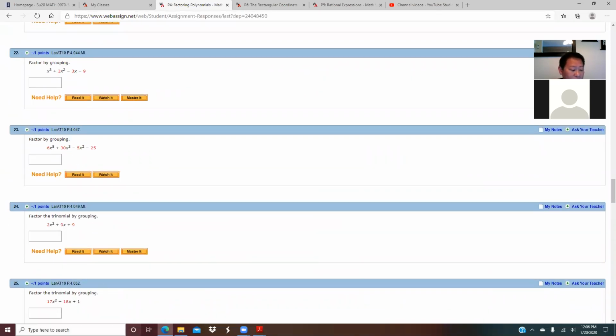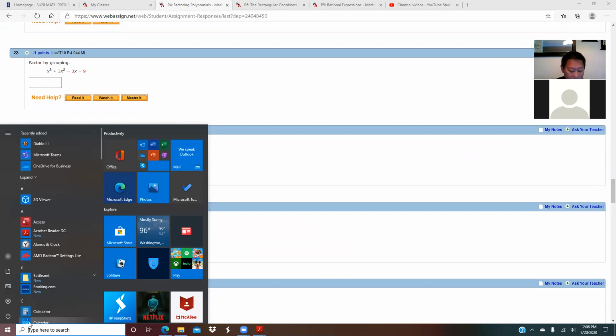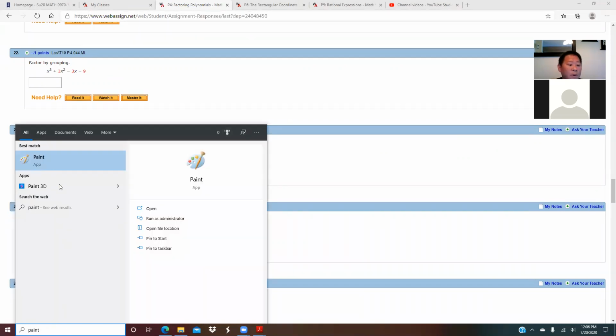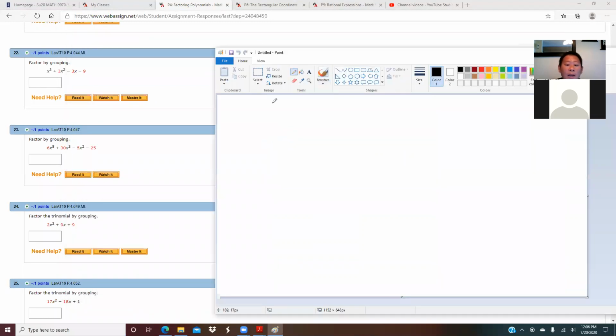So this is question 23. I'm going to use paint here. You guys okay with this one? I know my handwriting is a little bit off, but I can still write it out so you can see it.